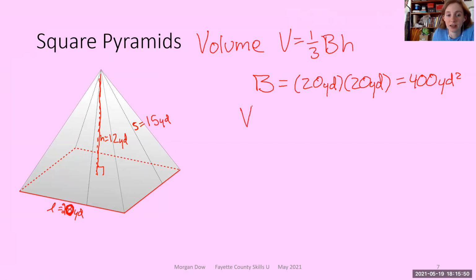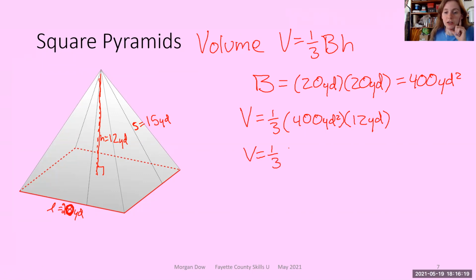Now I'm ready to calculate my volume. So it's a third the area of the base times the height. So I'm going to go ahead and let's do that multiplication. So 400 times 12 is going to give us 4,800. So we're looking for a third of 4,800 cubic yards.